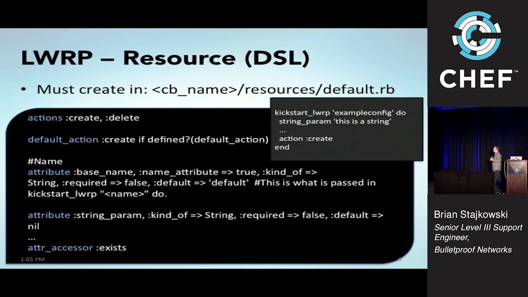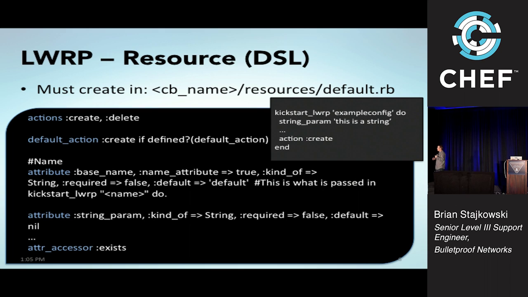So here's some demo code. This is actually from the Kickstart LWRP Cookbook. You'll notice that there's really not much to it, right? We have actions that we define, create, delete. We have the default action, right? Create. If it's not defined, create will be the default action. We have a name attribute. So kickstart_LWRP, example config is what's going to be passed into that name attribute. So that first line, that value is going to be stored in that name attribute.